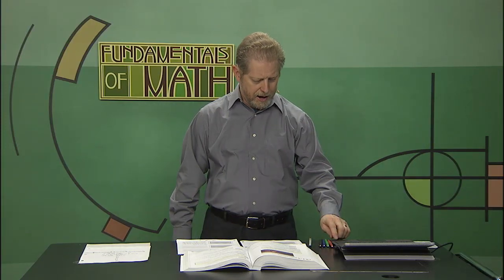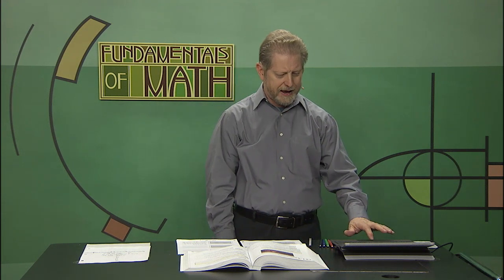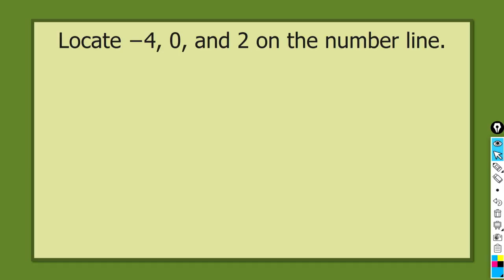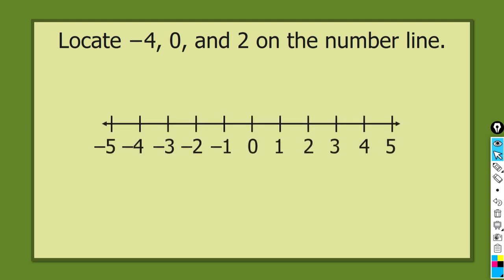There is a question that comes up about where we put the decimal point and how we do that in between. We'll see that a little bit later. Let's locate, this is example 1, negative 4, 0, and 2 on the number line. Okay, there's our 0, there's our negative 4, and there's our 2. Negative 4 is 4 units to the left of 0. 0 is our starting point. 2 is 2 units to the right of 0. Okay, that should not be a problem for you. You should have seen number lines with negative numbers before.